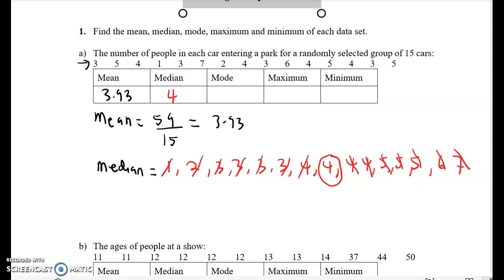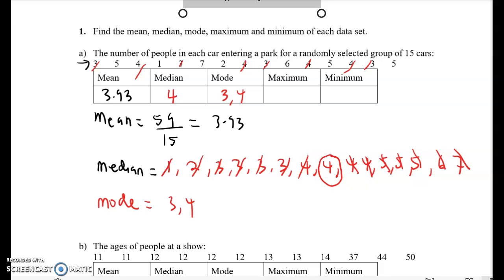Now to get the mode. The mode is the value or values that occur the most in a set of data. So we have 3 and 4. 3 appears 4 times and 4 appears 4 times. And it's okay to have 2 modes in a data set. A data set with 2 modes is called a bimodal data set.